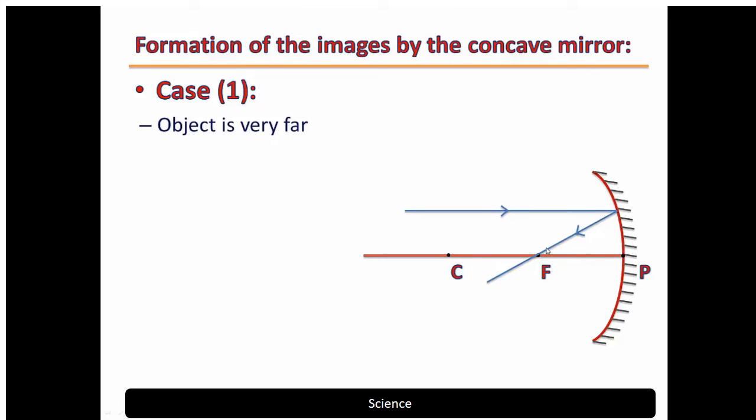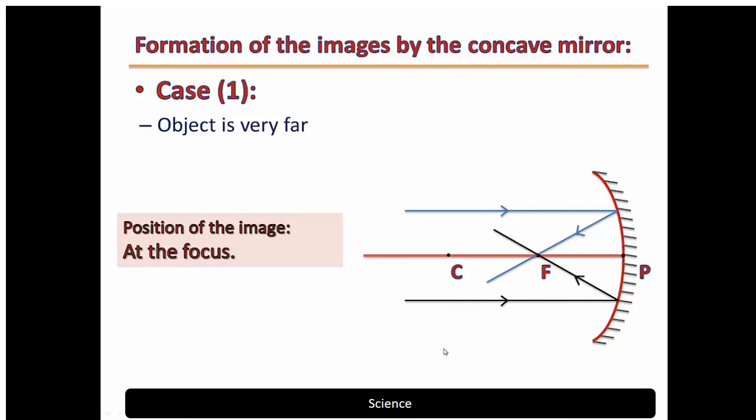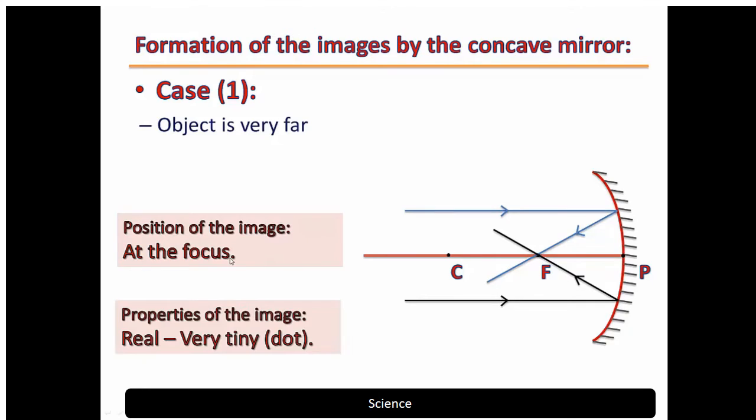It will reflect passing through the focus. So as you can see, the two reflected light rays are intersected in focus. Position of image is at the focus. Properties of the image is real, very tiny, or dot. This is the image of sun.